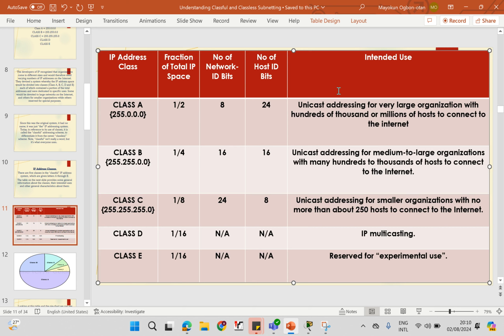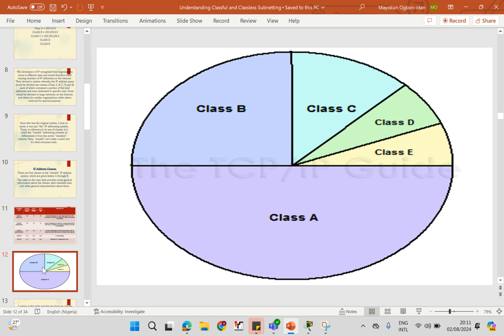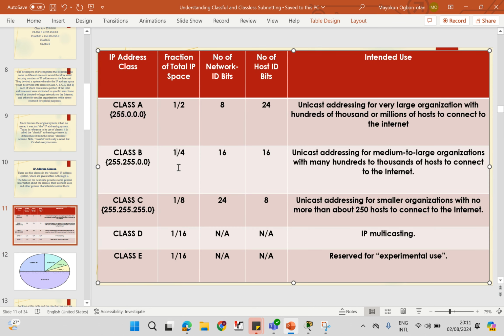Then we go to class B. We can see the subnet mask as 255.255.0.0, and the fraction of total IP is 1/4. Let's look at our pie chart again. So we see that class A is half, and if you look at class B, if we divide the whole thing into 4, class B will take one portion. So that is why we have it as 1/4.